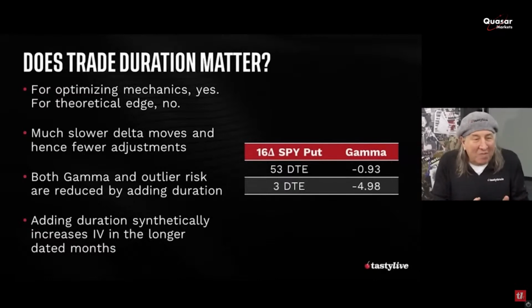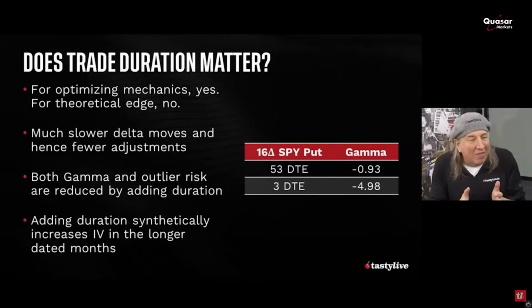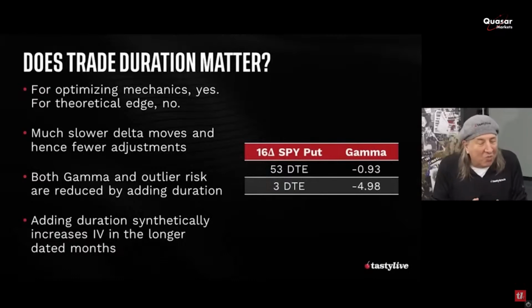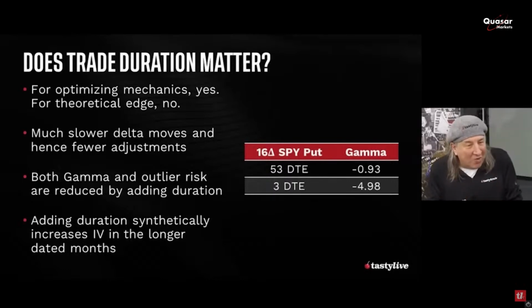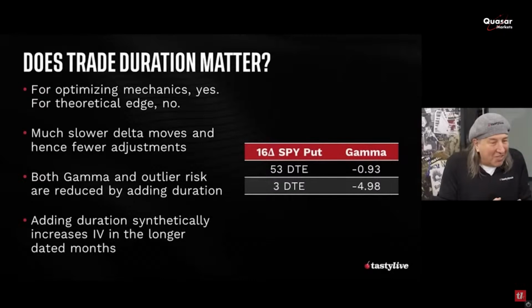Also, duration matters because the deltas move slower, and hence you have fewer adjustments when you have longer durations. When you have short durations, delta moves really fast, and you have to make lots of different changes. When you have longer durations, delta moves really slow. Both your gamma risk and your outlier risk are reduced.